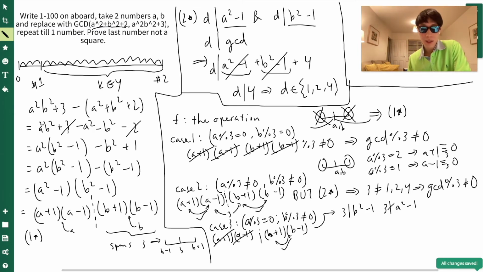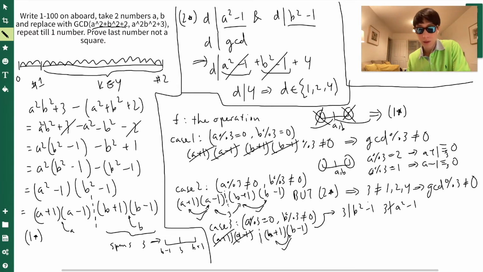And in order for 3 to be in the GCD, well, remember, 3 can't just divide the difference, it also has to divide at least one of the two numbers that you're looking at for your GCD. And in this case, again, it's just a little bit easier to work with a squared plus b squared plus 2, because we have these two functions where the terms of a squared and b squared are separated and not multiplied together.